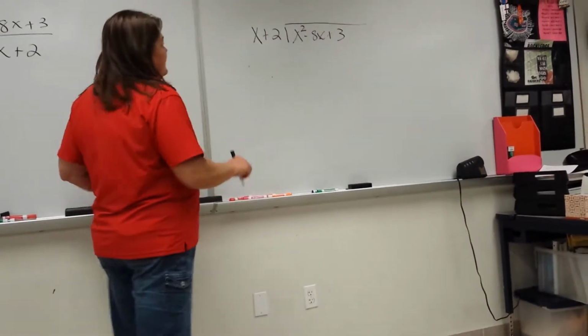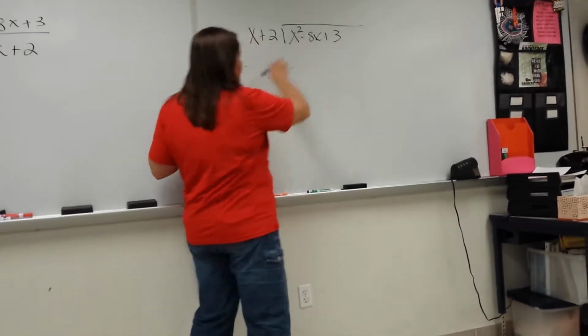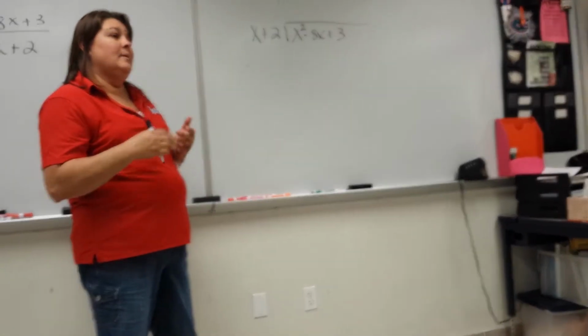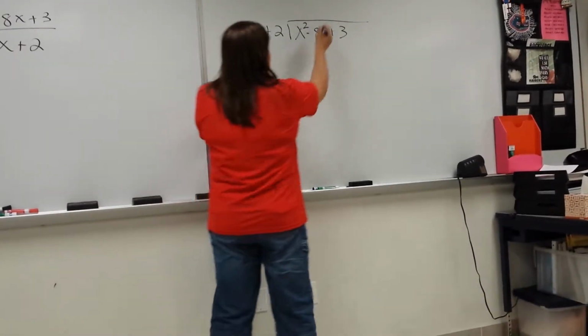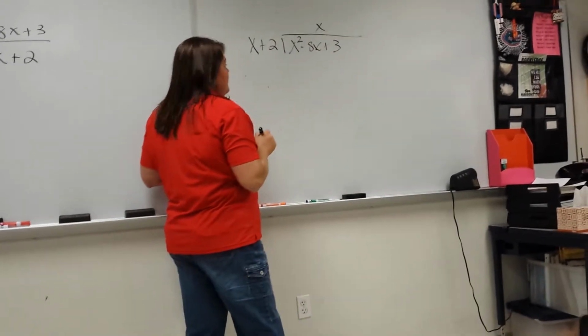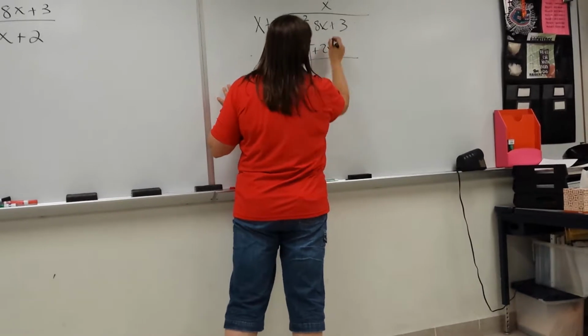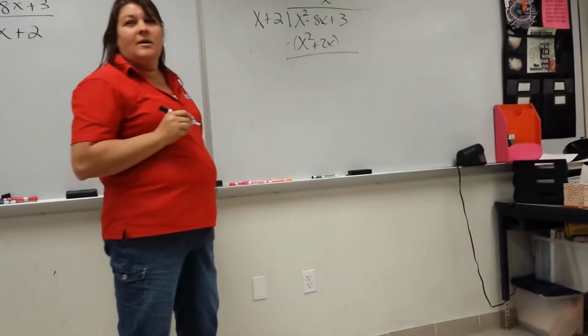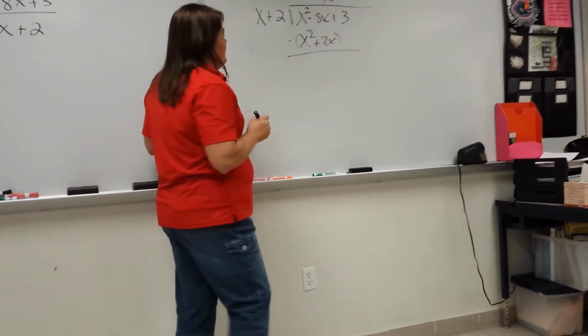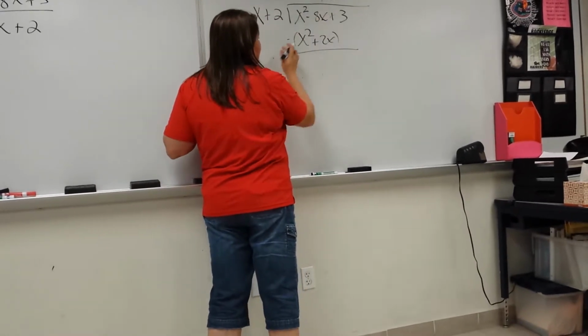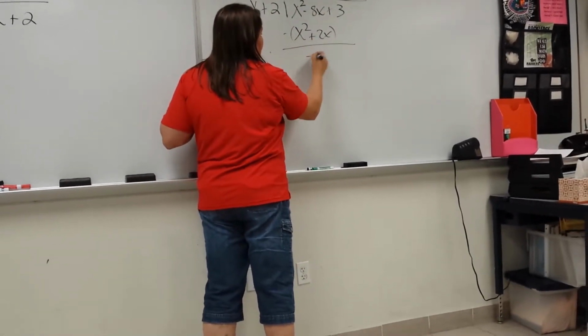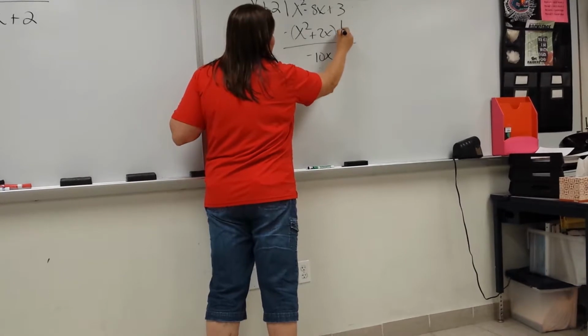Okay, so if I'm going like this, I'm saying x goes in here. It goes in x times. And where does that number go? It goes above here, right? So I'm going to multiply it out. I have x squared plus 2x. Subtract it down. Everybody good with the long division at this point? Subtract it down. That's gone. Negative x minus 2x would be minus 10x. And then bring down 3.